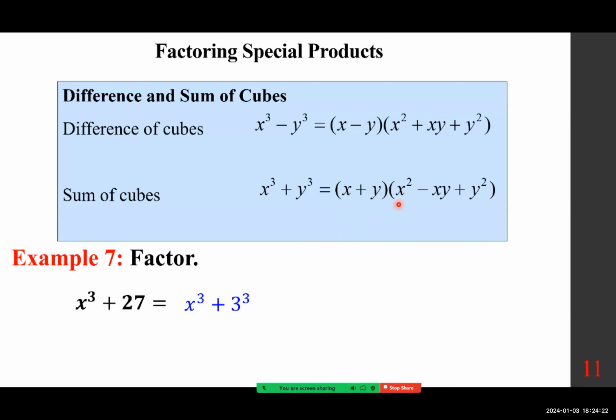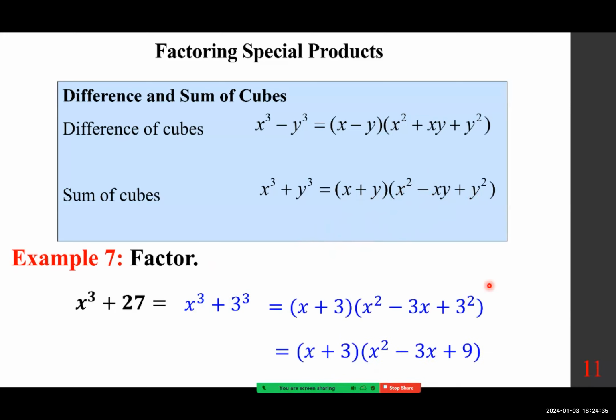So x squared, that means just x squared minus x times y, minus x times 3. And then plus y squared, that means 3 squared. Now x times 3 or 3x, and the only thing you have to change is 9. 3 squared, change it to 9. Now, of course, you can go directly to the answer, but I just wanted to make sure we understand how that works.